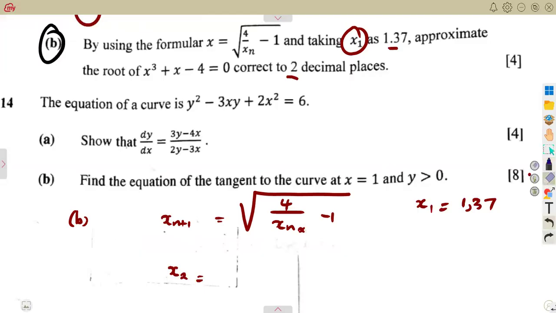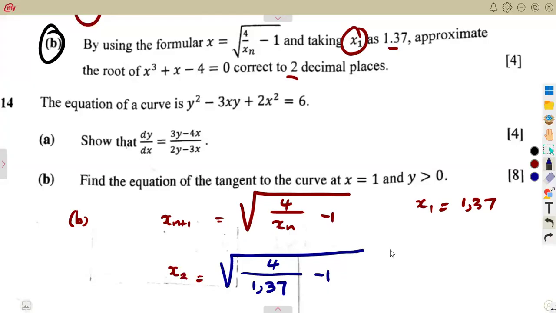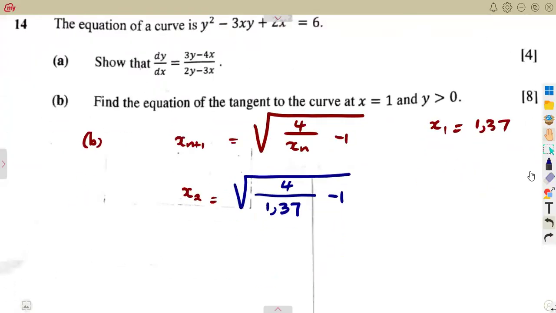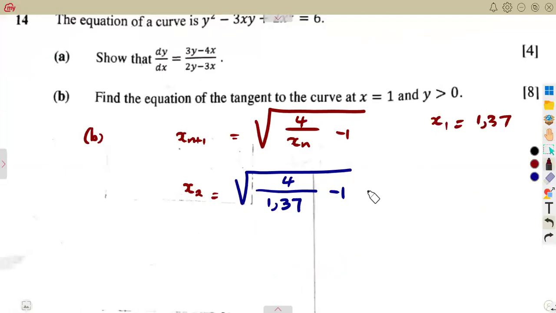Just in place of x, you substitute that x1 that you are given. So that was going to be the square root of 4 over our x1, 1,37 minus 1. Then use your calculator properly. This is the matter of your calculator. So there we are going to obtain a value 1,3855 and so on. I'm just going to use 4 decimal places.